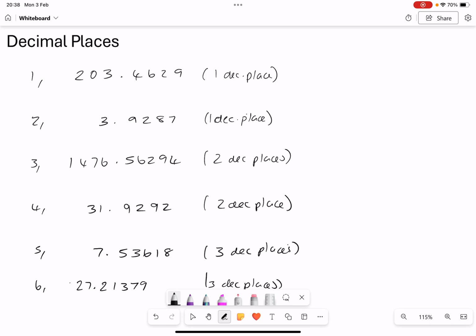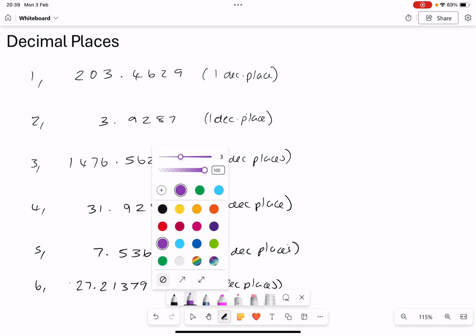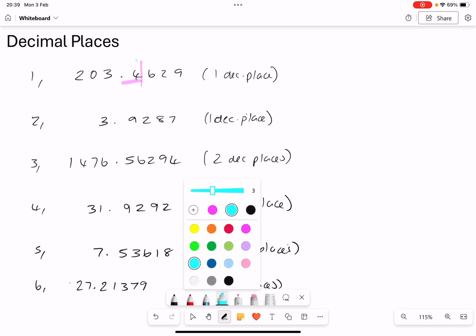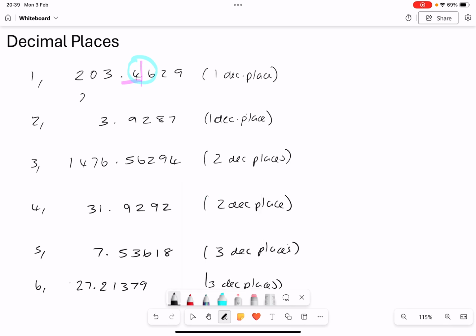Welcome back. Let's have a look. I'm going to change the colour of my pen. Okay, question 1 then. We are going 1 decimal place, which means decimal, 1 number, cut off. We are interested in the number before and the number after that cut off. 203 stays the same. That 4 is followed by a 6, which is higher than a 5, so 4 gets rounded up to a 5.